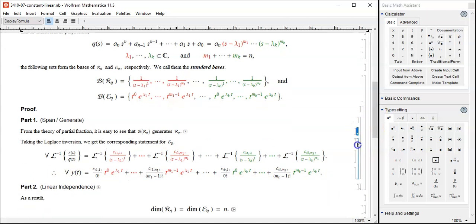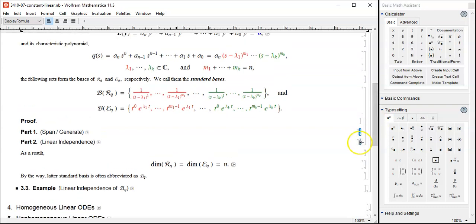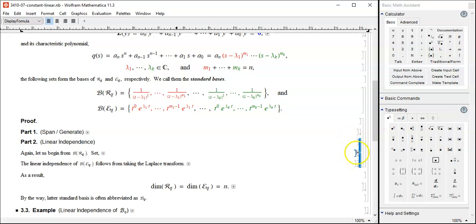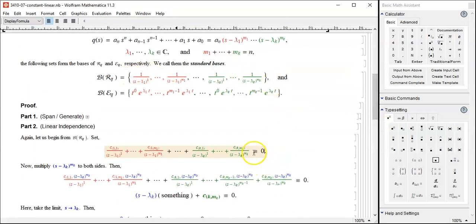Okay, the first half is done. Let's go to the other half, which is going to be a bit harder, the linear independence. Basically, what we want is to set up a linear combination of those equal to 0 constantly, and then we have to prove all the coefficients are 0. But then again, it's going to be difficult to deal with this directly because there are so many transcendental functions here. We'll do this first, and then push it through the Laplace inversion. Okay, here we go. Let's set up like this. The linear combination of these fractions is equal to 0 constantly.